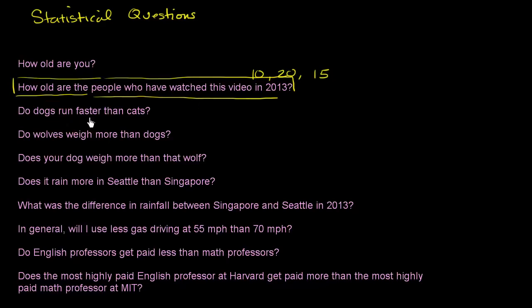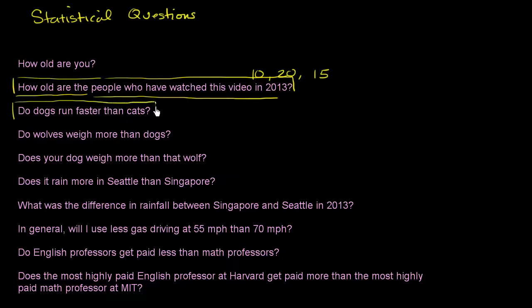Do dogs run faster than cats? So once again, there are many dogs and many cats, and they all run at different speeds. Some dogs run faster than some cats, and some cats run faster than some dogs. So we would need some statistics to get a sense of, in general or on average, how fast do dogs run? And then maybe on average, how fast do cats run? And then we could compare those averages, or we could compare the medians in some way. So this is definitely a statistical question.